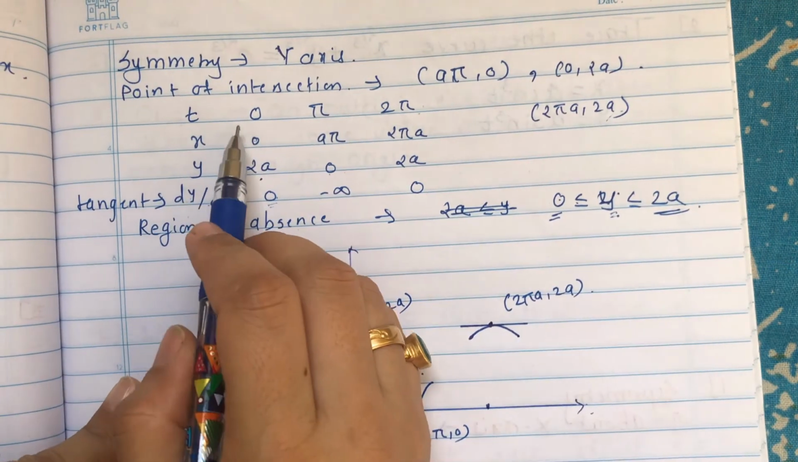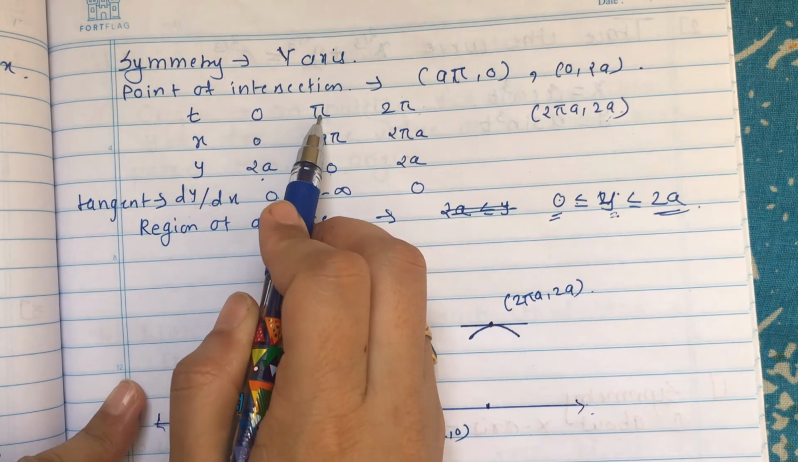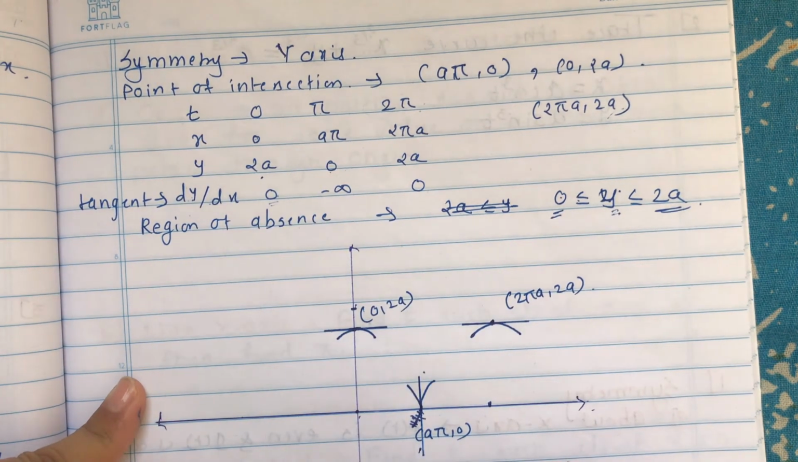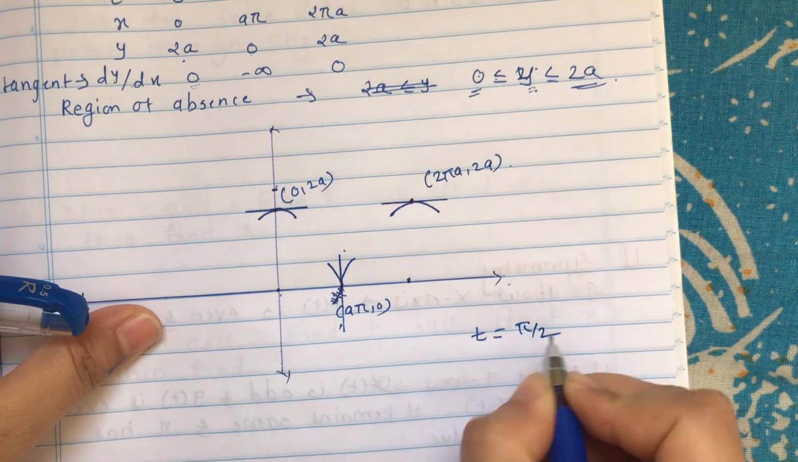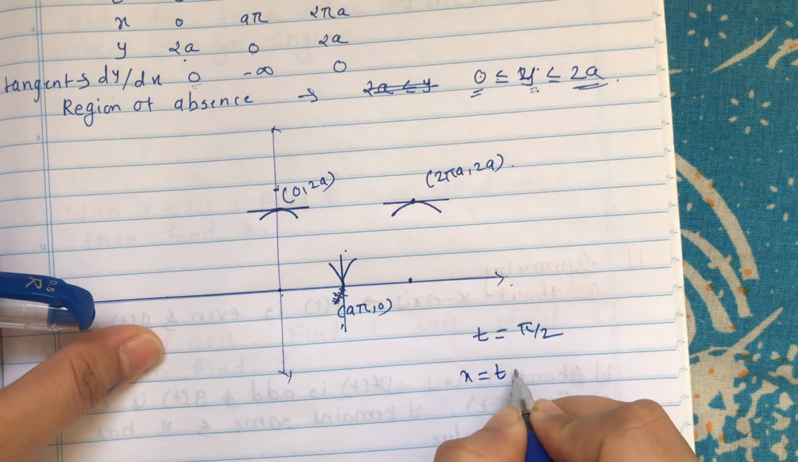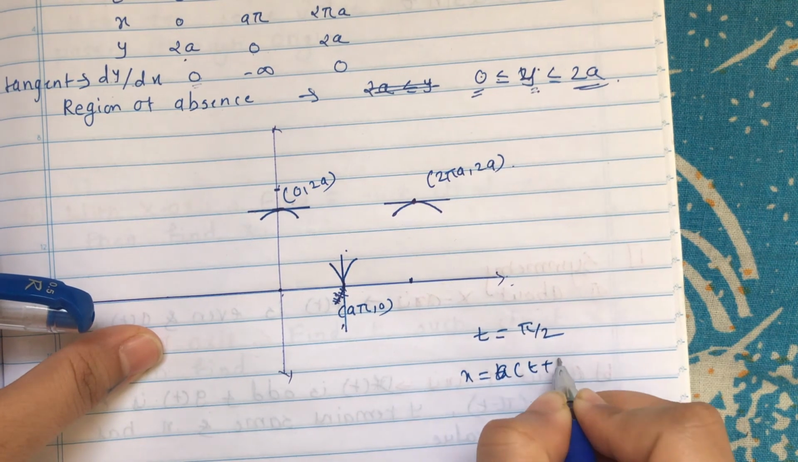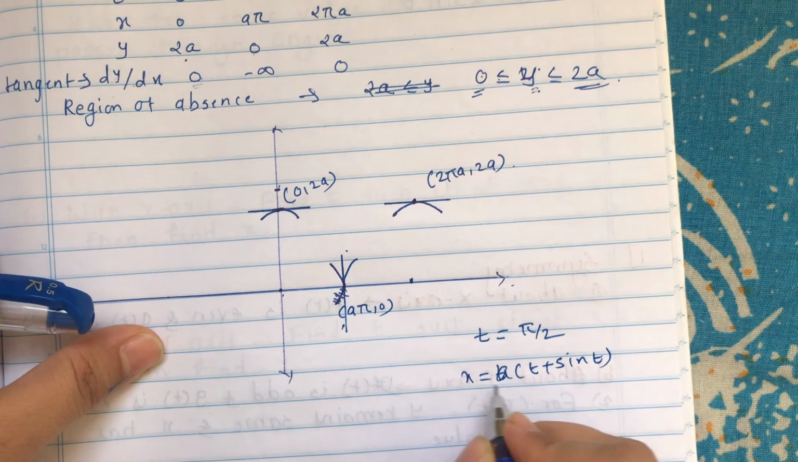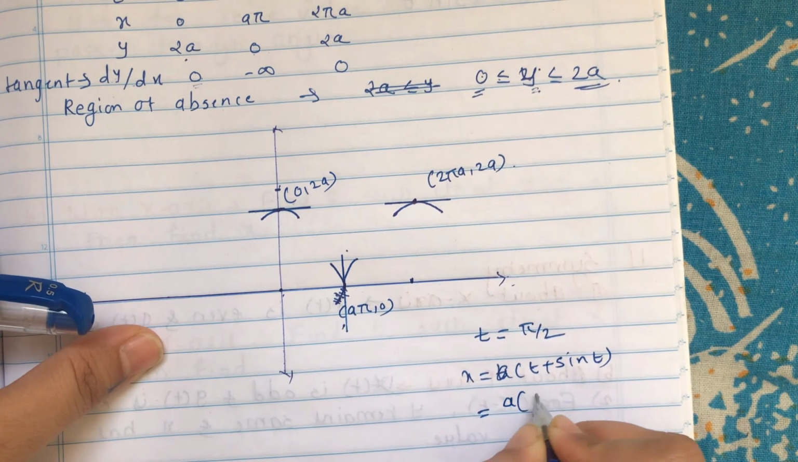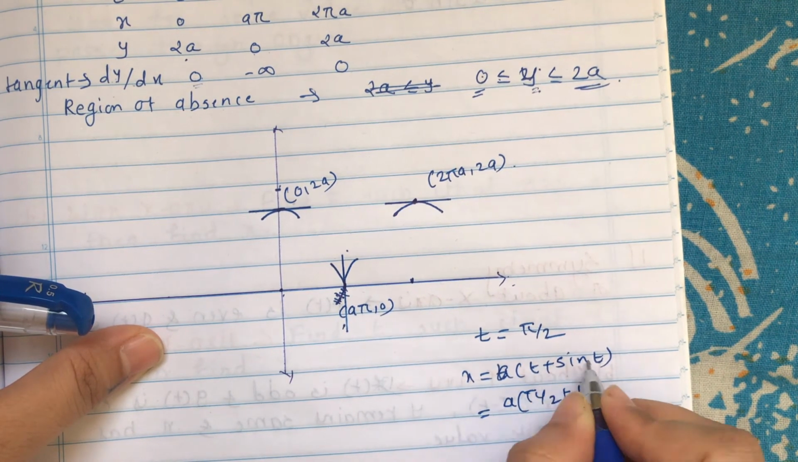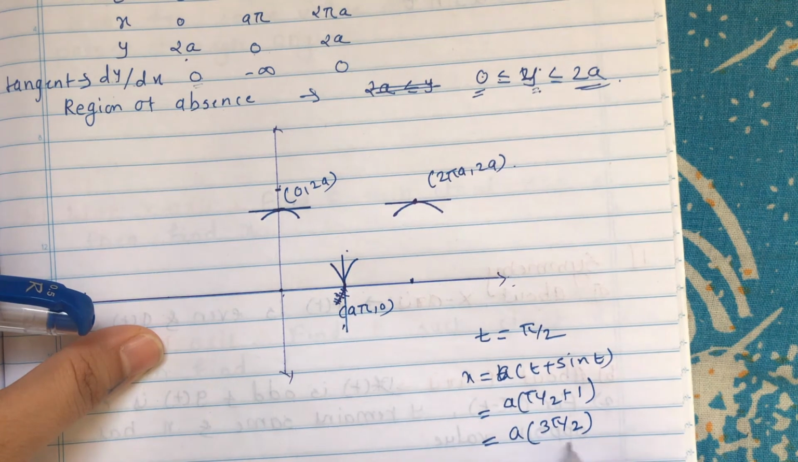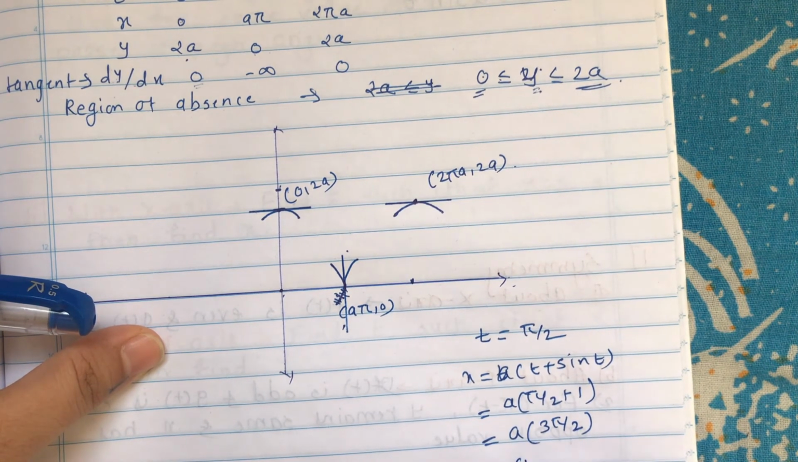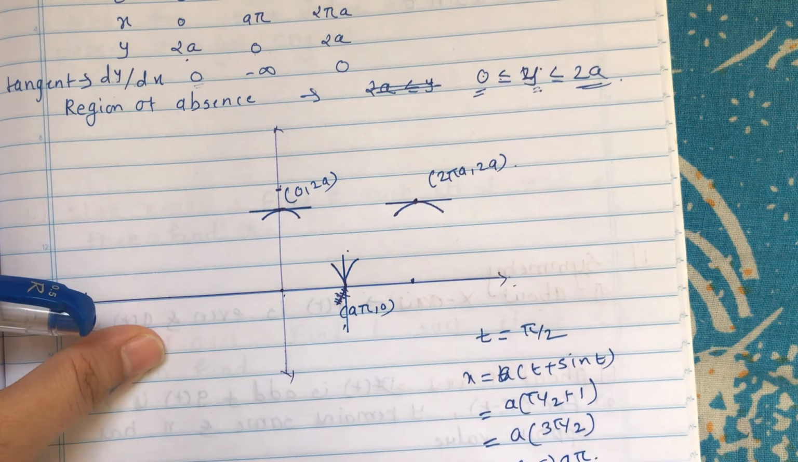So we have calculated when t is equal to 0 and t is equal to pi, right? So when t is equal to pi by 2, our relation is what? X is equal to a in bracket t plus sin t. So when t is equal to pi by 2, it is pi by 2 plus sin pi by 2 is 1, so it will be a into 3 pi by 2, which is equal to 3 by 2 will be what? 1.5, so 1.5 into a pi, right?